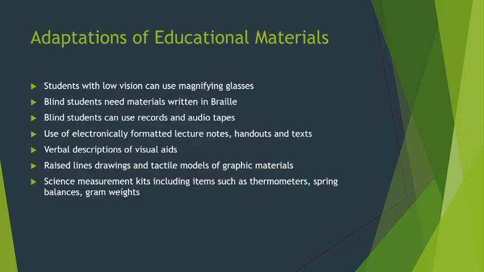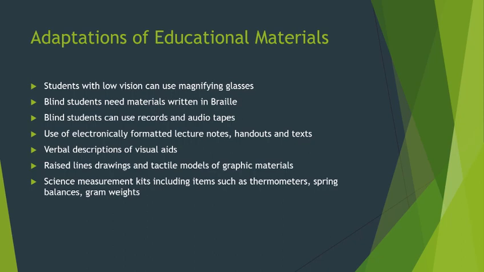The primary educational difference between students with low vision and students who are blind is their ability to read print. Students with low vision can read print, though they may be using magnifying glasses and require materials written in large print. On the other hand, blind students need materials written in braille and oral methods, including records and audio tapes. This warrants adaptation of instructional material for the mainstreamed visually impaired children.